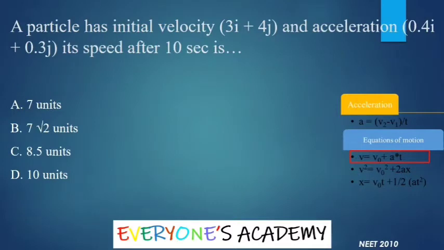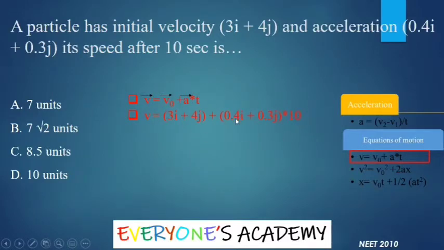This next problem is quite similar to the previous problem, only the values for velocity and acceleration are different. Here initial velocity vector is 3i plus 4j and acceleration is 0.4i plus 0.3j. We need to find out speed after 10 seconds. So using same equation of motion, we can write this particular equation.